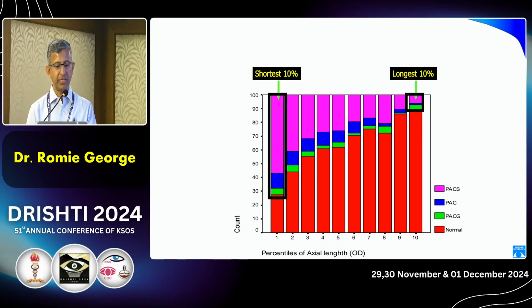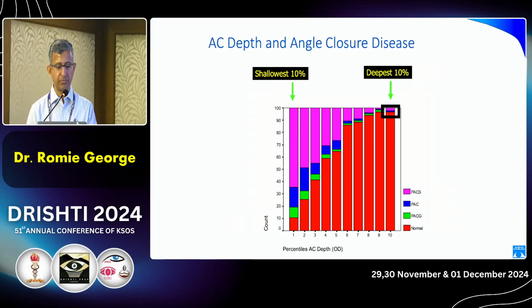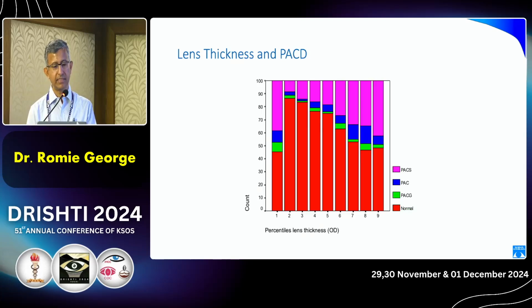If you look at anterior chamber depth, again, very similar numbers. So you're seeing in the shortest 10%, almost 90% of the eyes with the shallowest anterior chambers had angle closure, as compared to maybe 10% of the deepest eyes. But when you look at lens thickness, the picture changes a little bit. You have two peaks. One peak is in the eyes with the thinnest lenses, and one peak is in the eyes with the thickest lenses. And you also have some floating around in between.